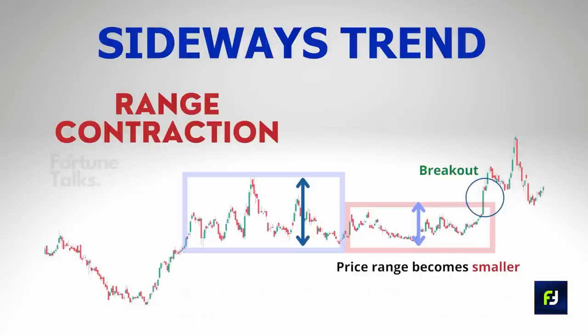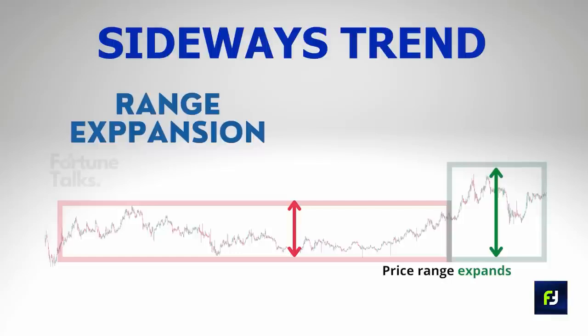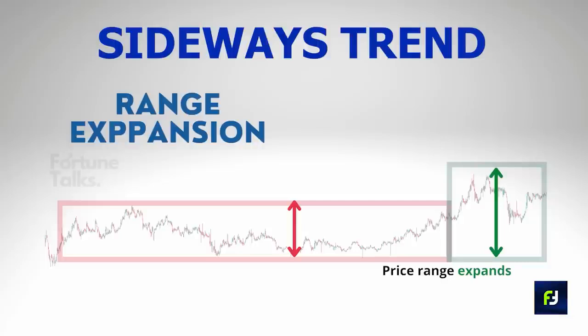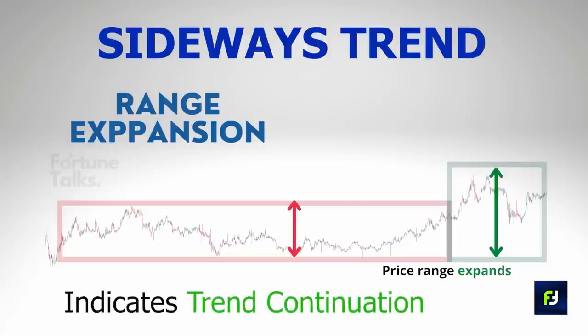But it is just an indication, it is not for sure. During a range expansion, as the name suggests, the levels will expand and the price action starts becoming visible. So range expansion is associated with lengthening of the price bar, or the size of the candlesticks becomes larger, and the high and low range or the levels get wider. So range expansion usually indicates a continuation in the price pattern.